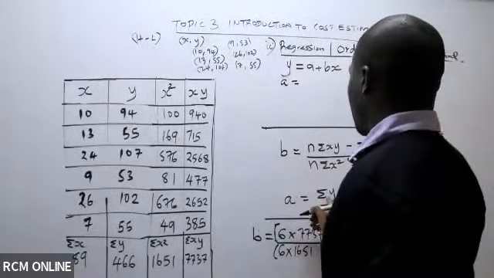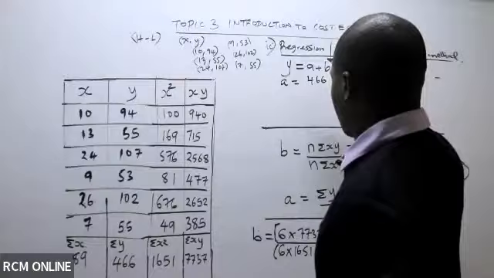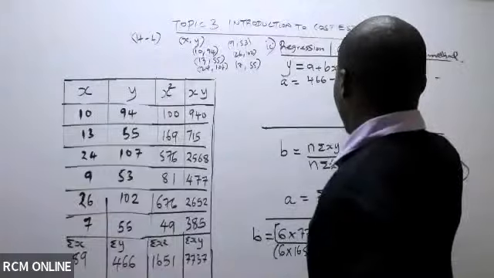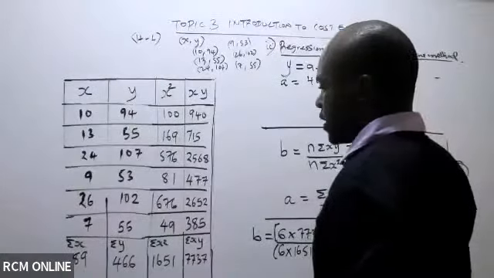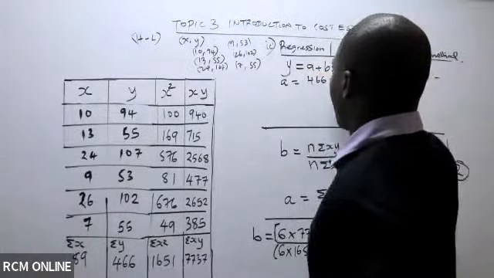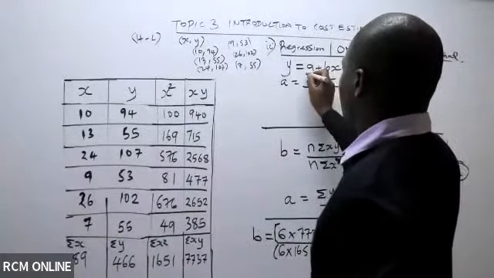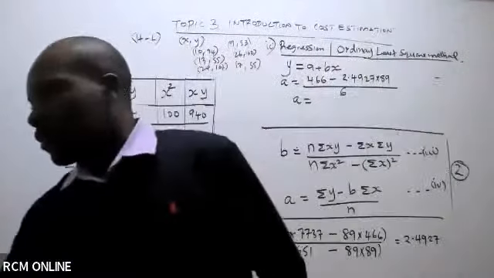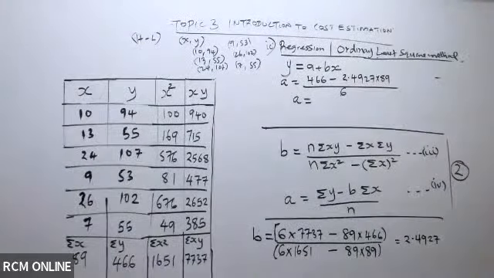So the value of A is equal to summation of Y. Summation of Y is here, 466, minus B times summation of X. So our B is 2.4927, right? Multiply by summation of X, which is 89. The whole of that divided by N, which is 6. So when you are told to do that, what are you getting as the value of A to 4 decimal places? What is the value of A?